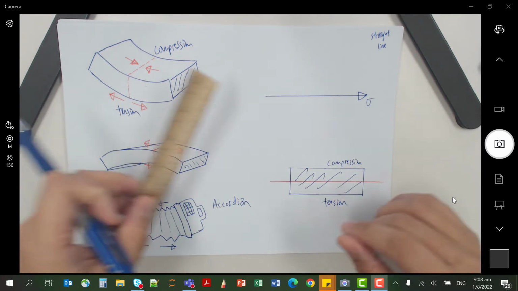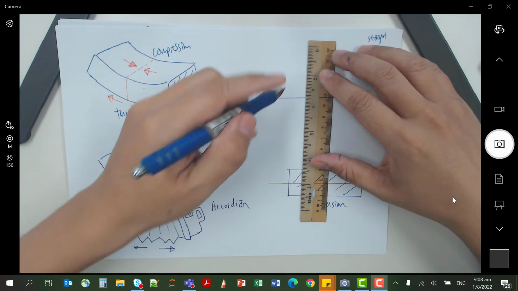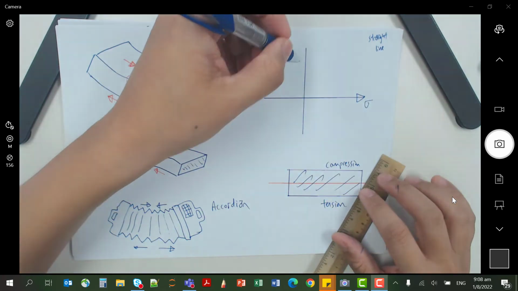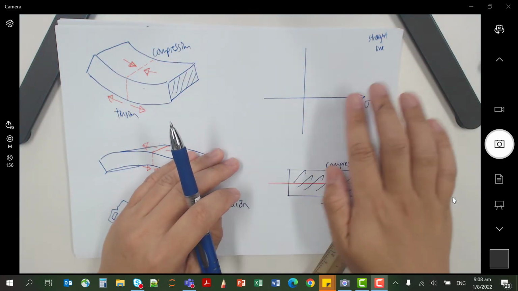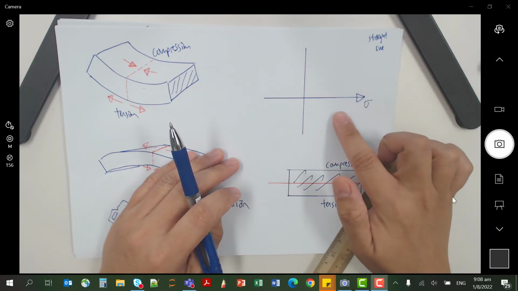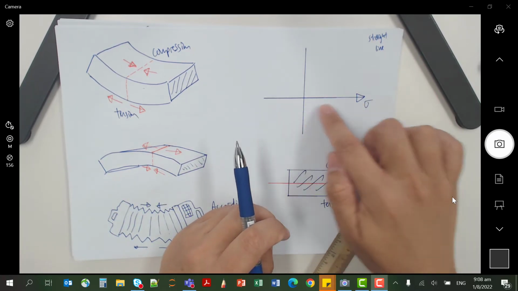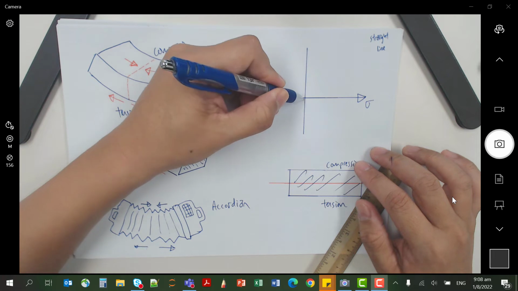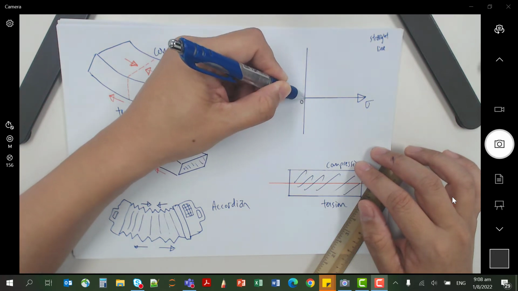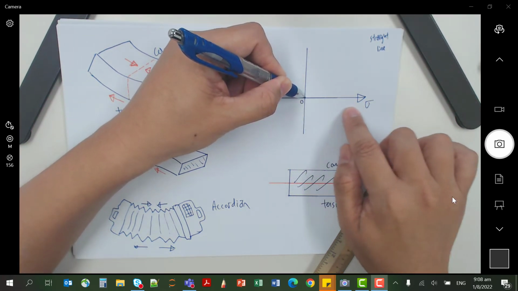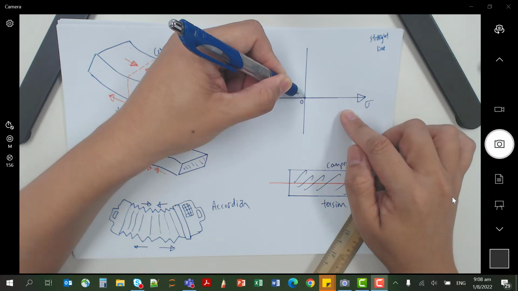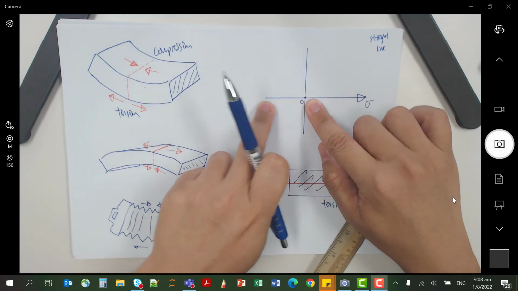Positive stress, tension, belongs to the right hand side, because on the stress axis, if I plot the axis this way, this is a zero stress value. This right side will be positive stress, and this left side will be all negative stress.